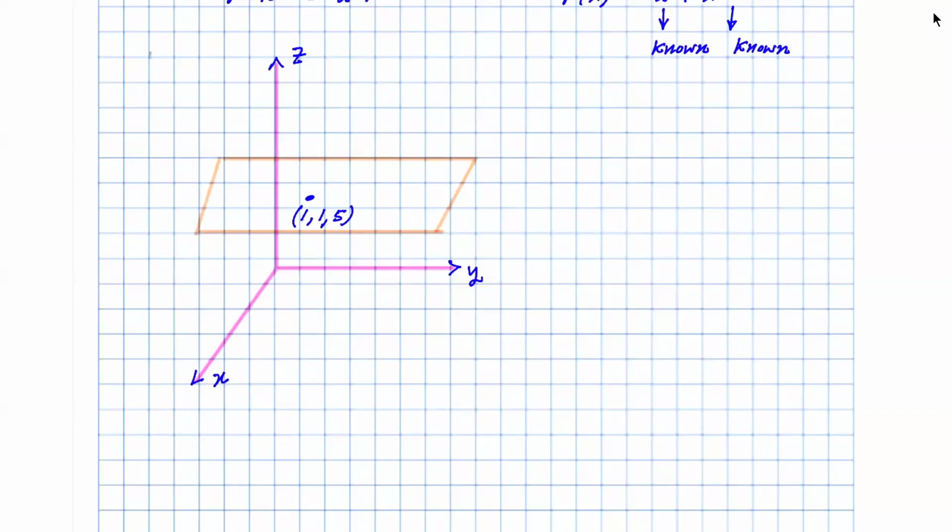Now, what would be my normal vector now? k hat. My normal vector is k hat. Now, why is my normal vector k hat? Due to my construction. I constructed my plane to be like this. Now, I'm going to have another plane like this.